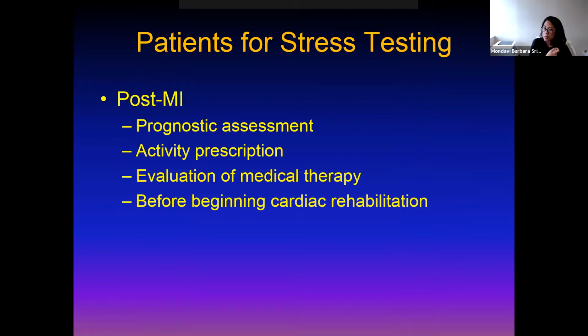Other patients that may be referred for stress testing are patients who have had a heart attack, and we're really using it for prognosis, as well as for prescribing activity and rehab assessments so that they can get back to their normal lifestyle.